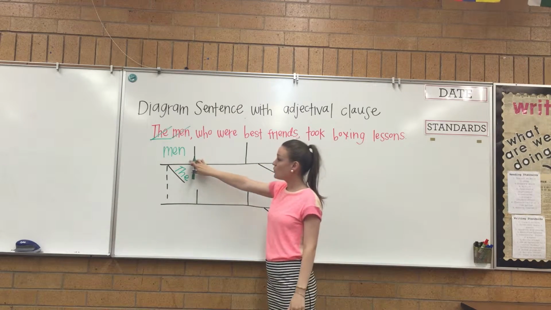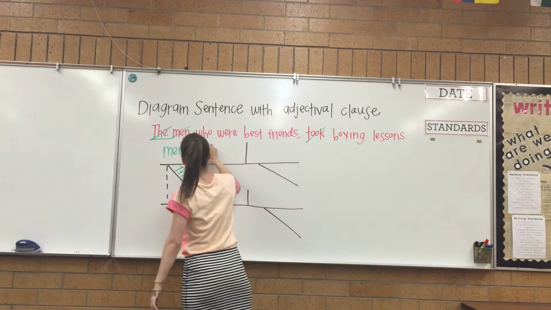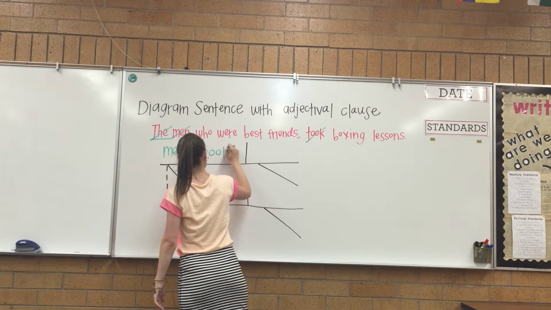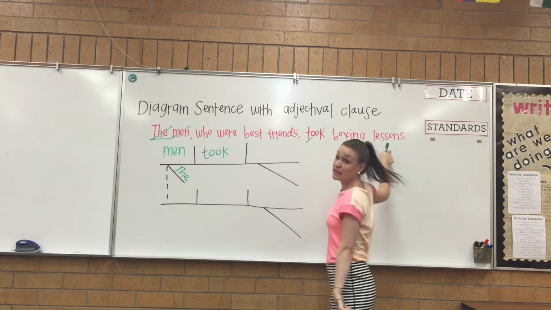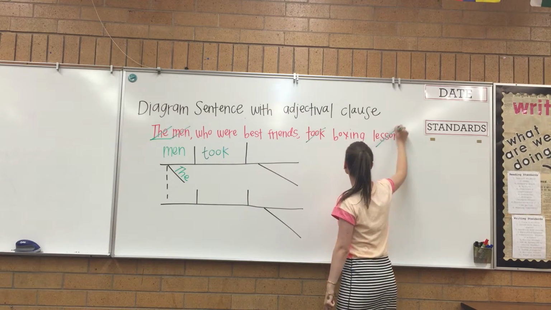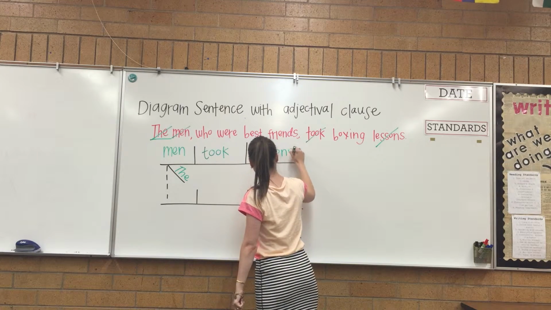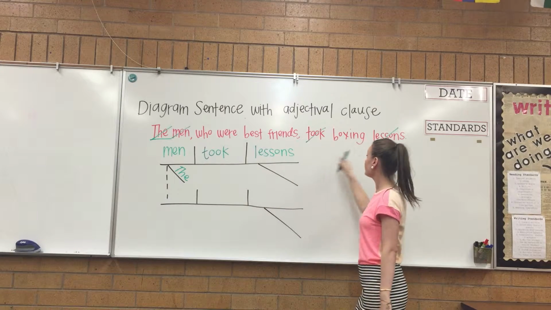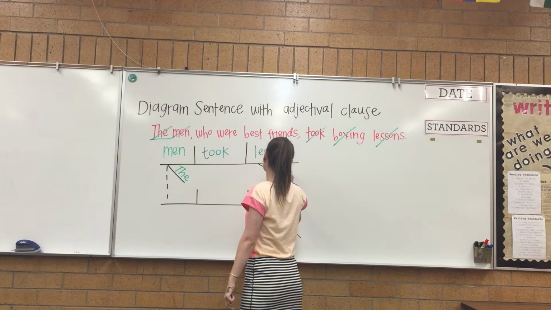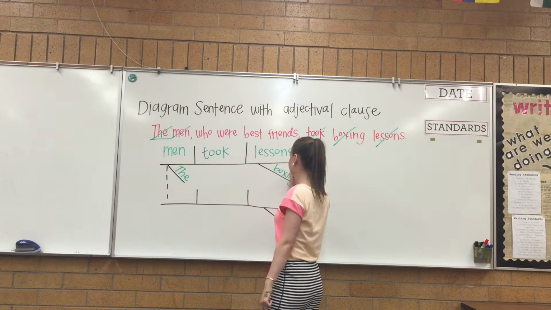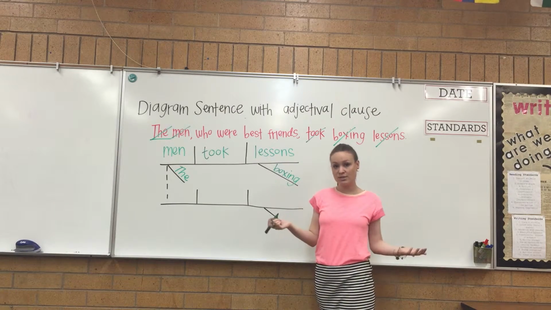So when we're looking at this, what did the men do? What is the main verb? They took. So that goes in the next box. And what did they take? They took lessons because boxing is an adjective. So lessons goes in the last. And what kind of lessons did they take? They took boxing lessons. So that goes in the diagonal because it's used as an adjective. So the men took boxing lessons, right? That's a normal sentence that we would have.